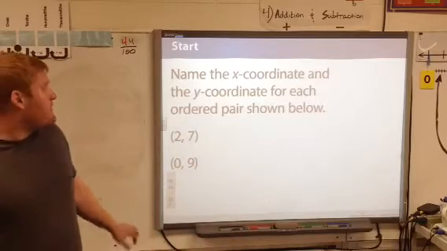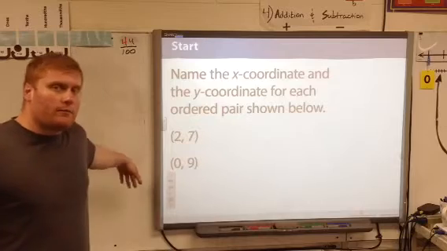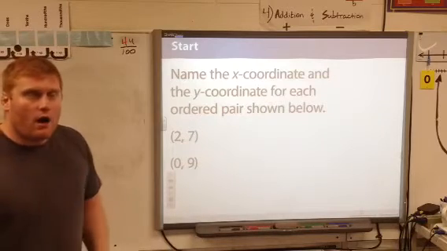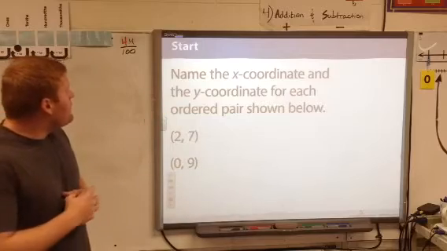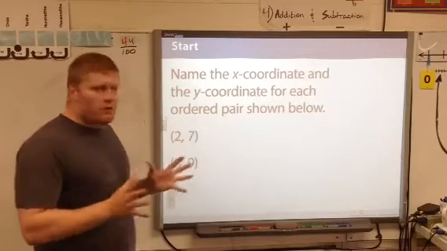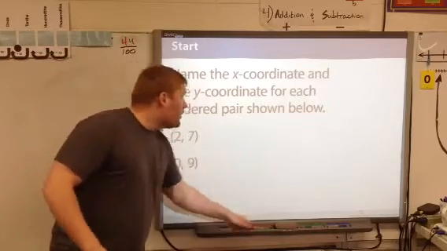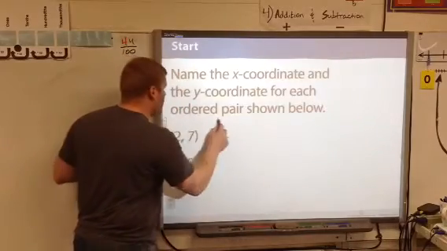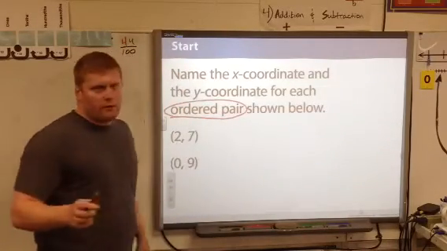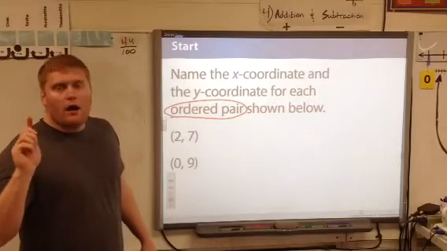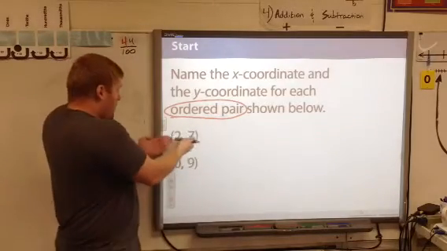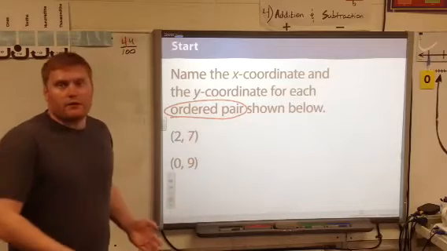But I really like the start slide today. You do not have this problem in your packet, but I just want to review what an ordered pair means. It says name the x-coordinate and the y-coordinate for each ordered pair shown below. An ordered pair, a vocabulary word from the very first vocabulary video, is two coordinates put together.